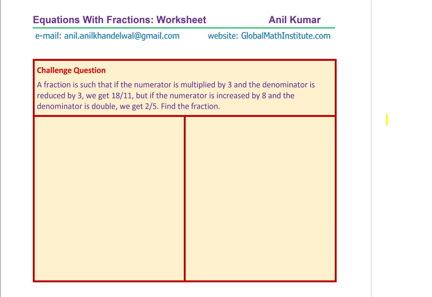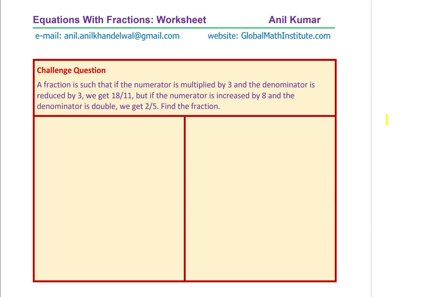The question is, a fraction is such that if the numerator is multiplied by 3 and the denominator is reduced by 3, we get 18 over 11. But if the numerator is increased by 8 and the denominator is doubled, we get 2 over 5. Find the fraction. You get the idea. Now, we have no option but to work with fractions.